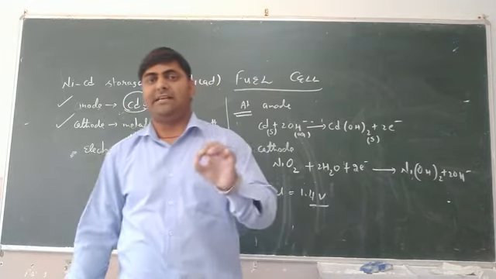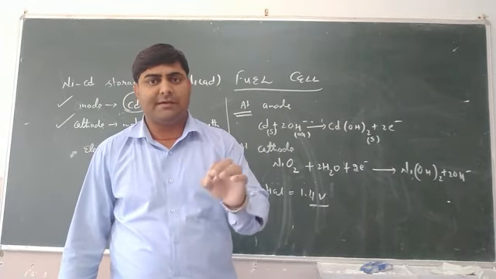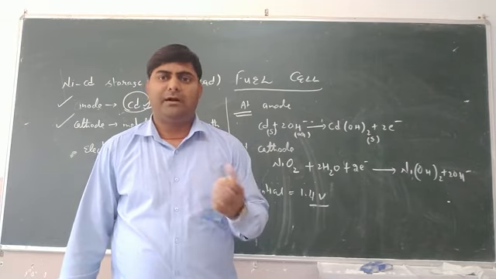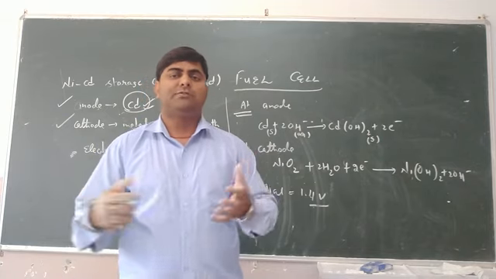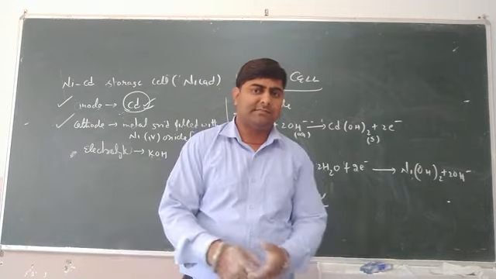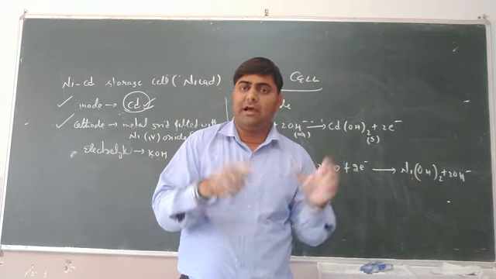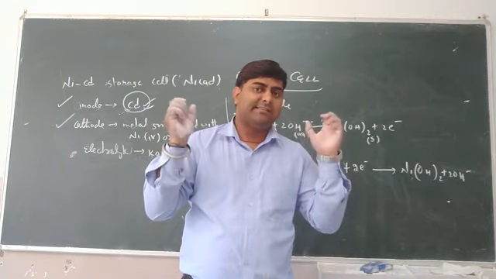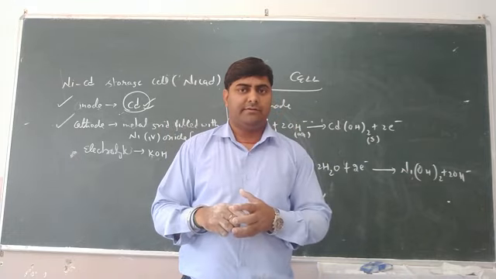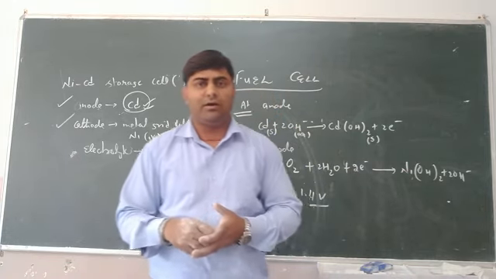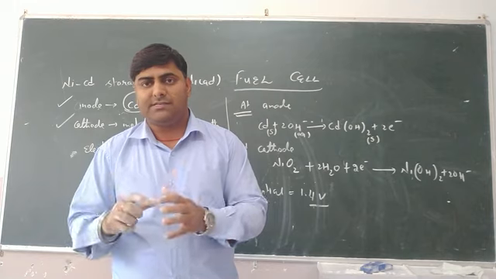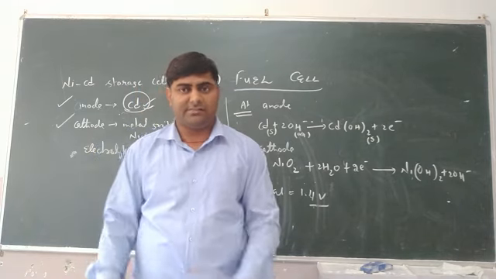Fuel cell is the best cell. It has an efficiency of 60 to 70%. But the problem is the fuel cell is quite large in size. We need to supply hydrogen and oxygen separately from outside. Let us see how this fuel cell works and what are its advantages and disadvantages.